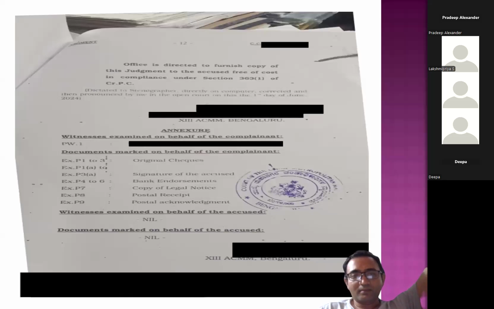Sir, is there a limit or anything of that kind? There is no limit. The bank will be deducting some charges as a fine against dishonoring of the check and wasting the bank's time.